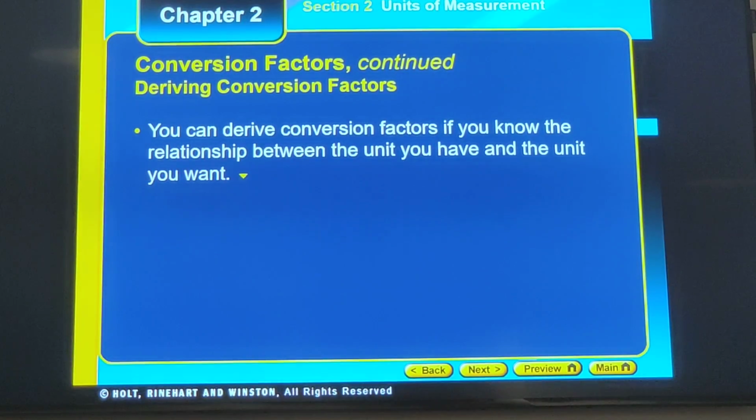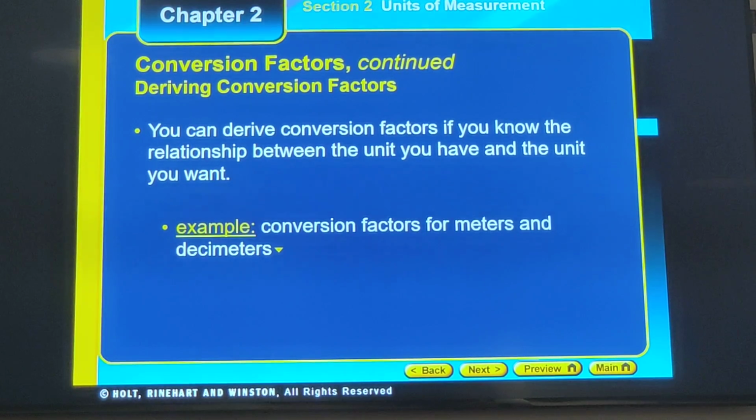Okay, now you can make up other conversion factors as long as you know what relationships exist. Like I could change miles into feet if I just knew what the conversion factor was between feet and miles. 5,280 feet equals a mile. Or whatever the conversion factor is. So changing meters into decimeters, I just need to know how many decimeters it takes to make a meter. That's my conversion factor.